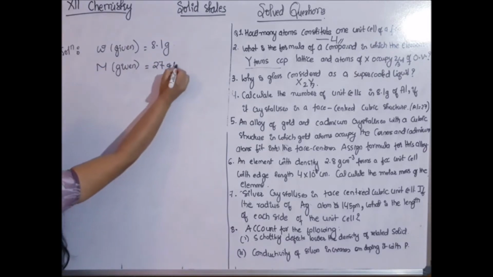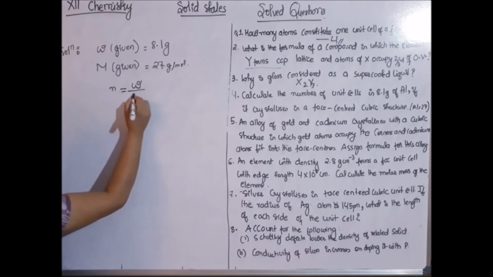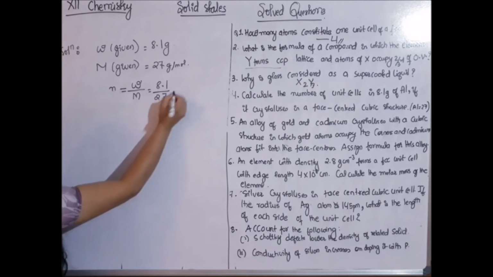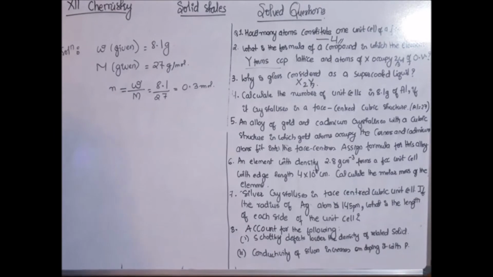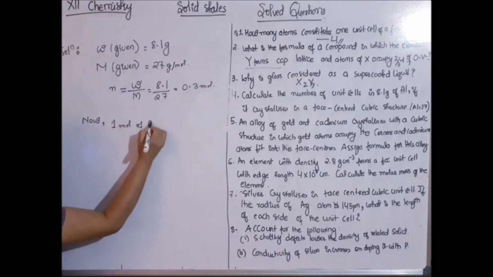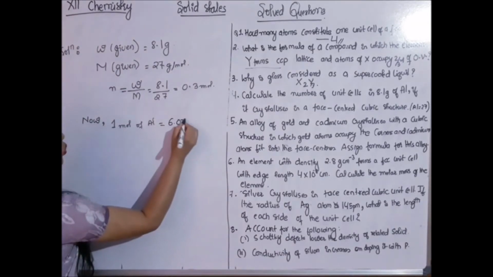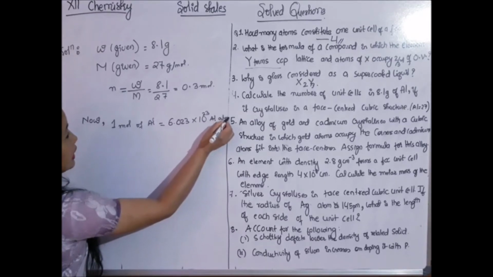Now, what is the number of moles? n is the given mass divided by the molar mass. So it is 8.1 divided by 27, which is equal to 0.3 mole. Now we know that 1 mole of anything, 1 mole of aluminium, is equal to 6.023 into 10 to the power 23 aluminium atoms.